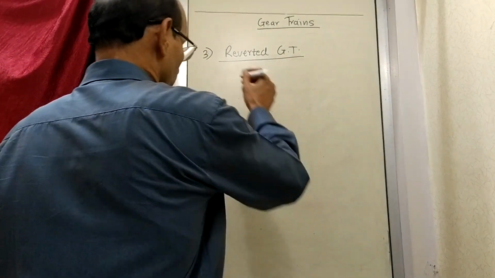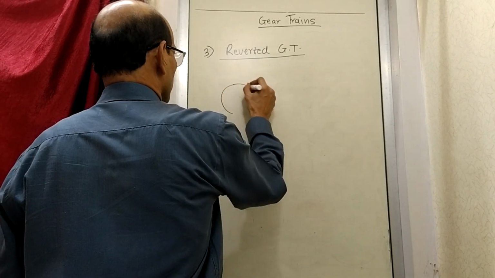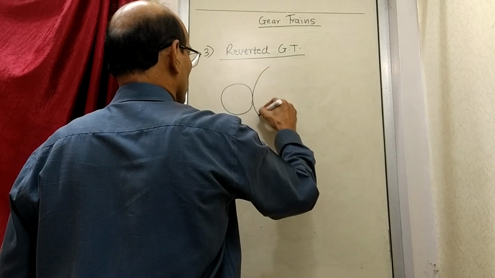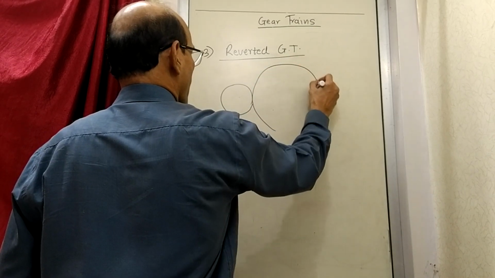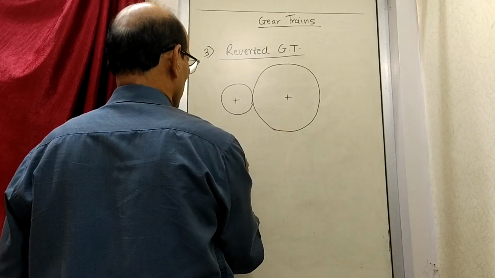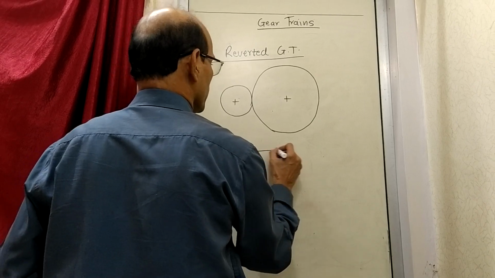So now we are going to draw a reverted gear train. The figure will be like this. This is gear A connected to gear B. Here gear A, here gear B.